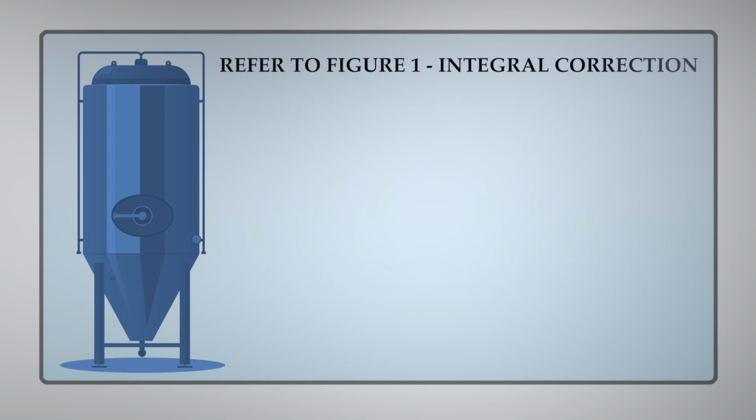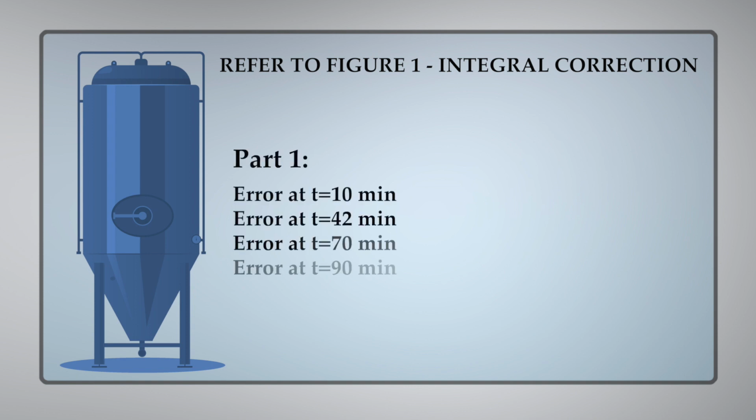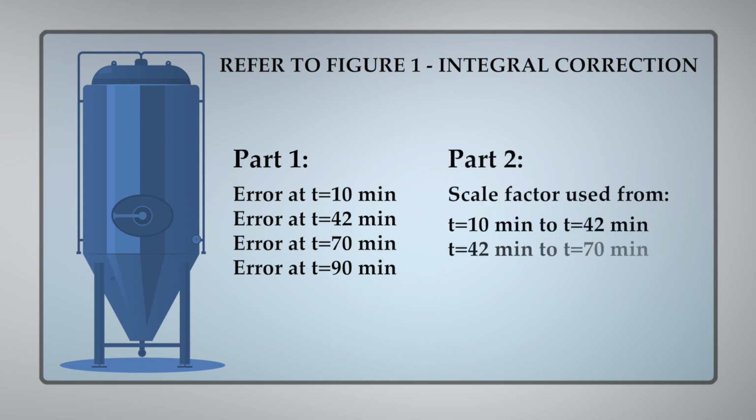Figure 1 shows the error from the set point over a period of time under integral correction. Give the error from the set point at each of the following time periods. Next, determine the approximate scale factor used to reduce the error over the following time periods.